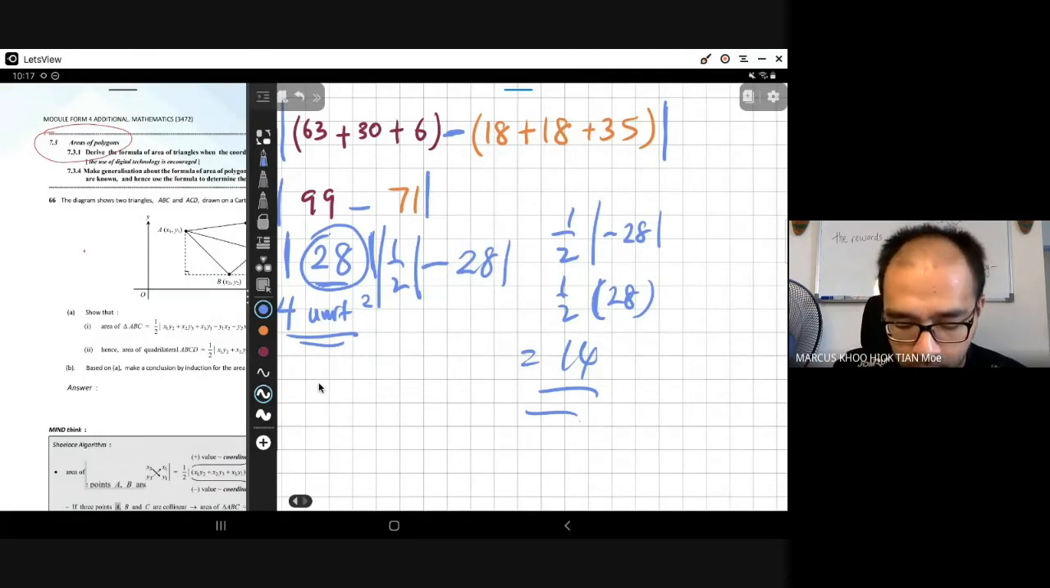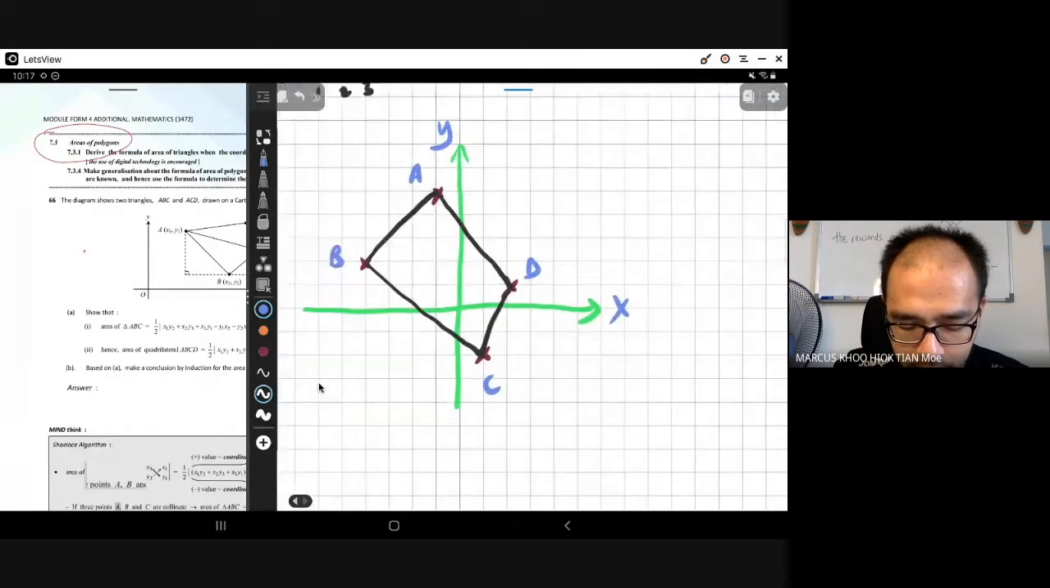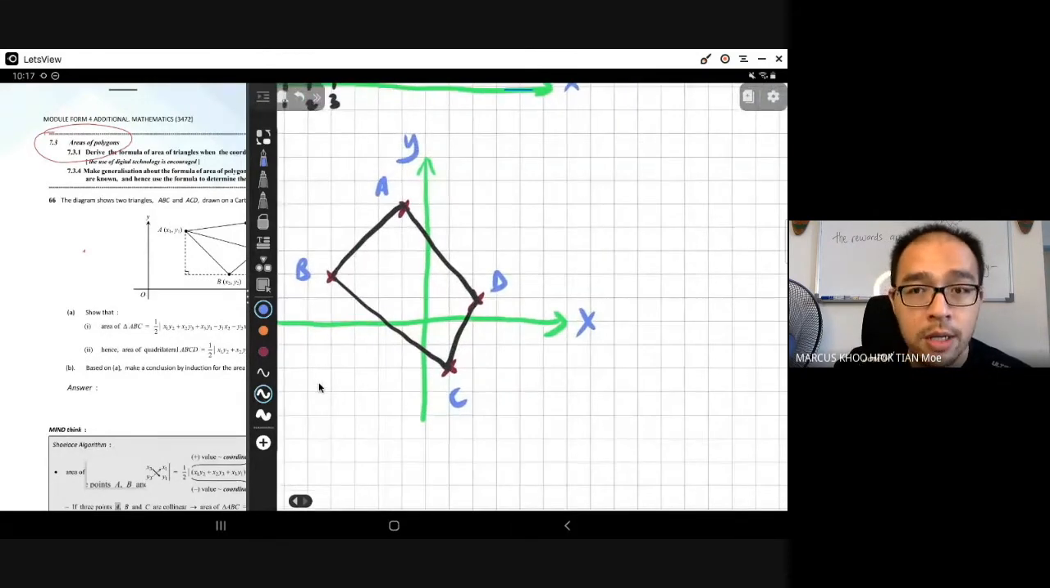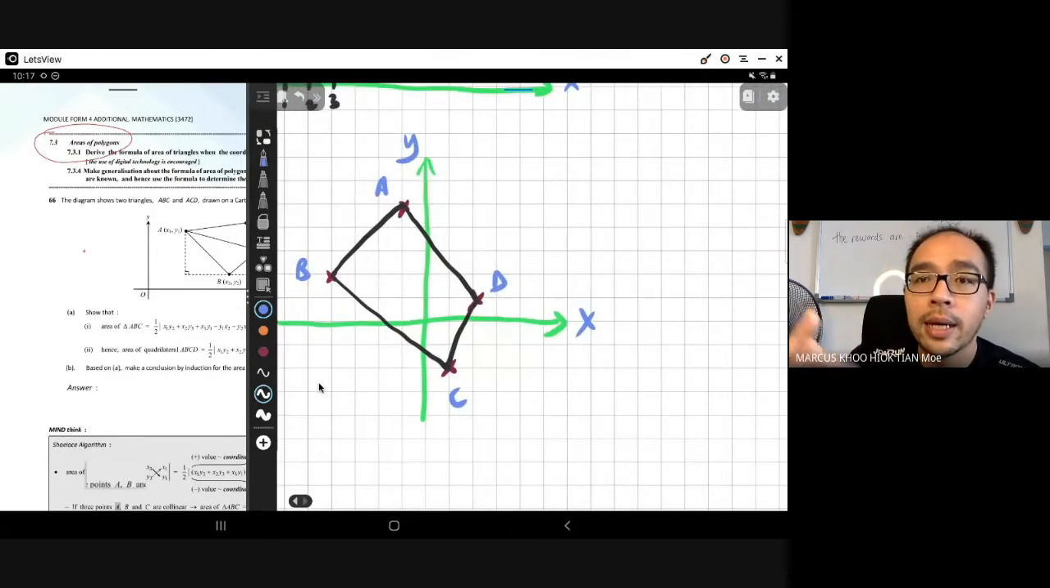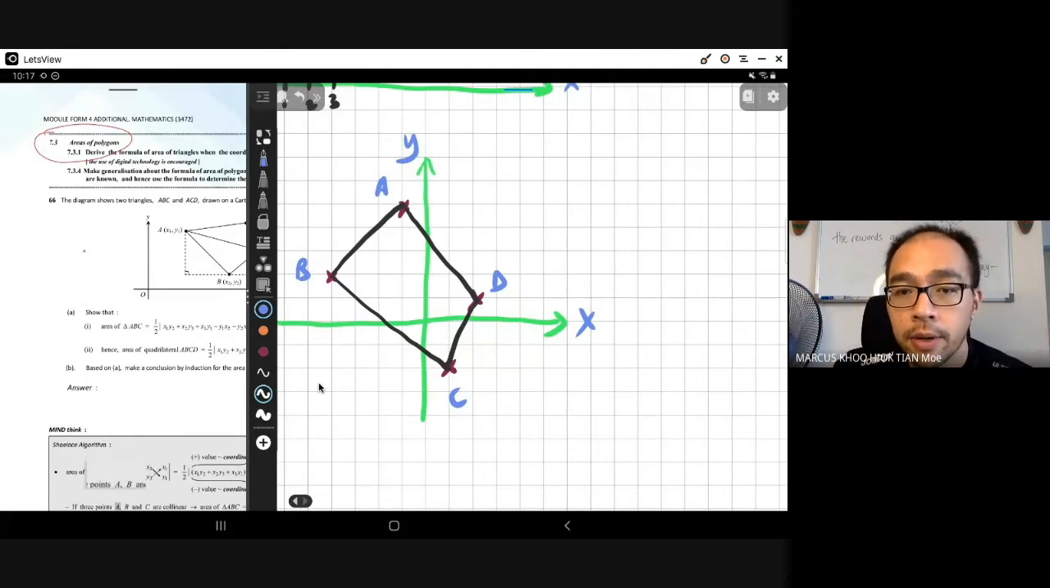Okay, let's try another one. Let's take a look at this one. Now we're going to do a square. Square, triangle, many shapes, the concept is the same.